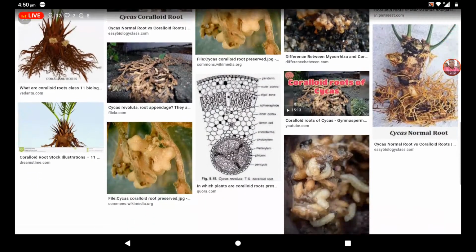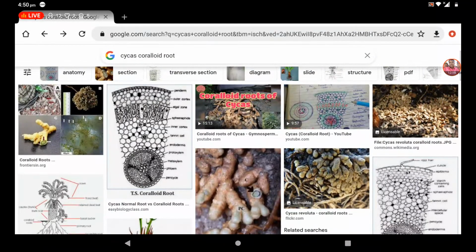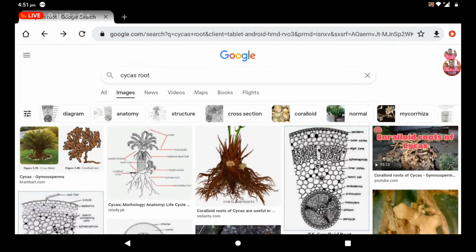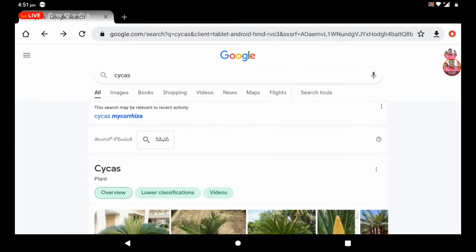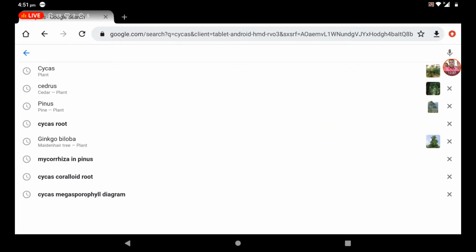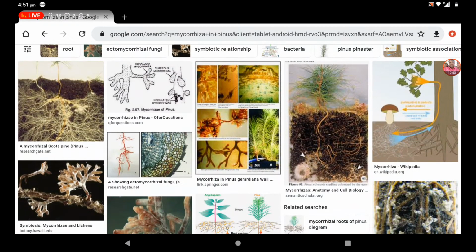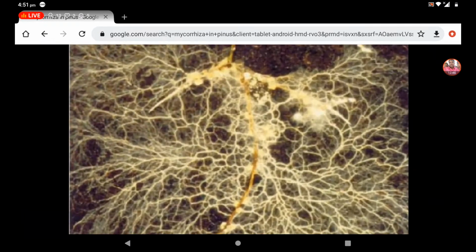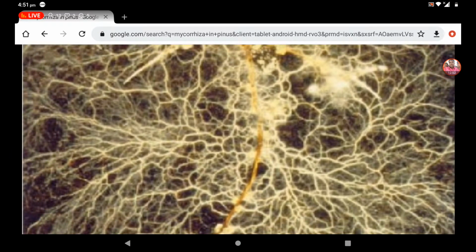And next, mycorrhizal association is present in the case of Pinus. So here we got the coralloid roots, which grow apogeotropically and consist of symbiotic association with Nostoc and Anabaena. And next we have another association in the case of Pinus, the mycorrhizal association. Roots of higher plants with fungi having association is called mycorrhizal association.